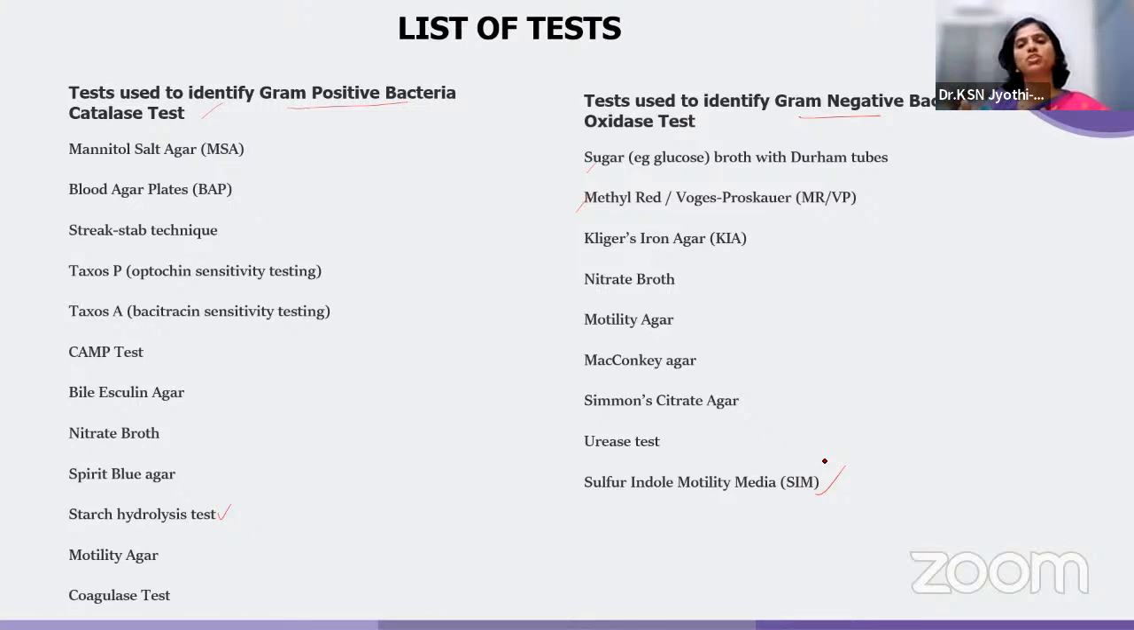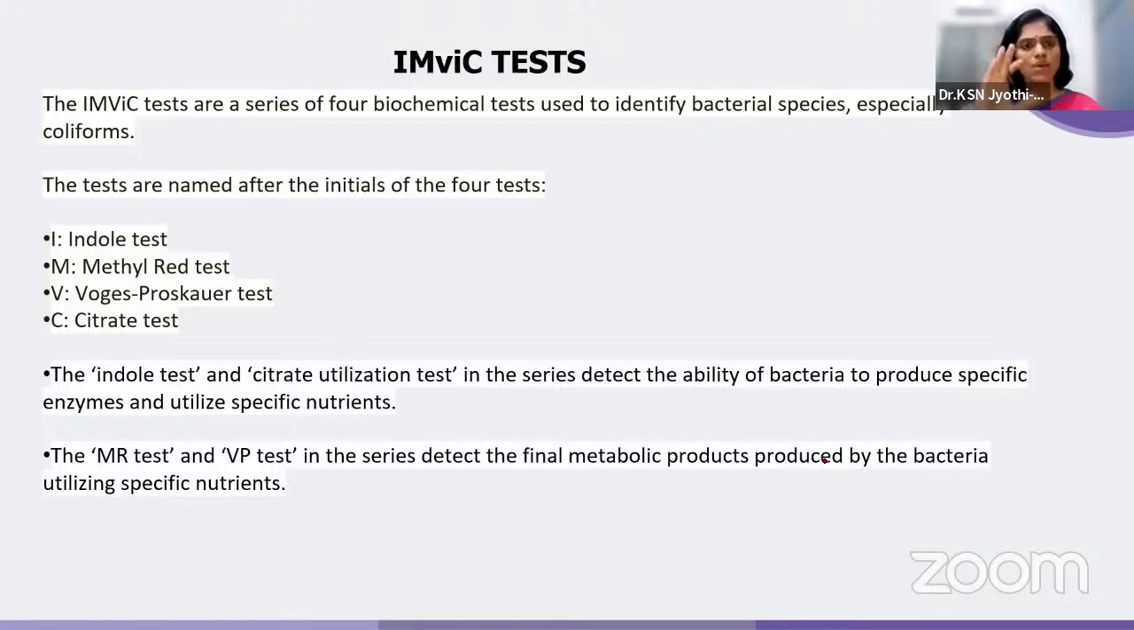I will do a combination of tests to check what type of bacteria it is. Now, suppose I don't have so much time and facilities to perform so many of those tests to confirm what bacteria it is. Then what I can do is I will have a simple 4 tests that are commonly done. We call them IMVIC tests.